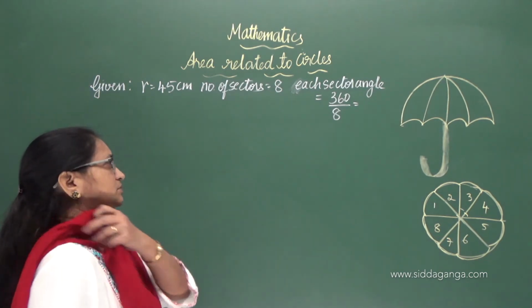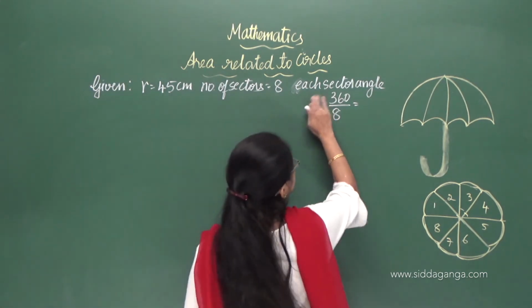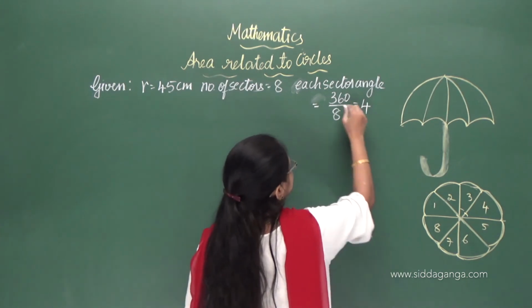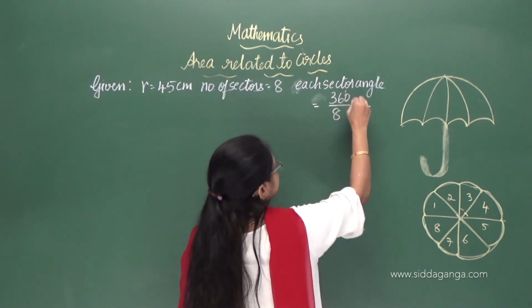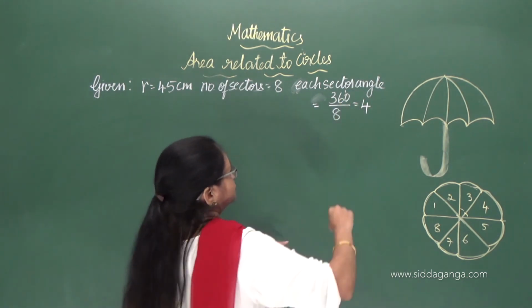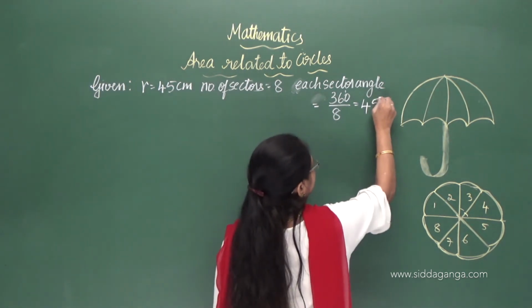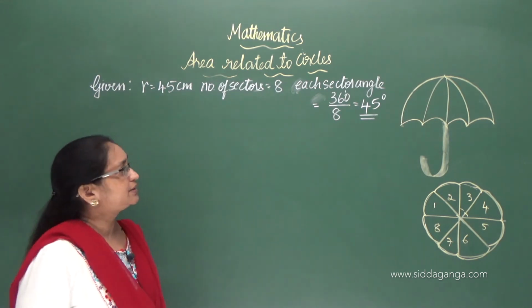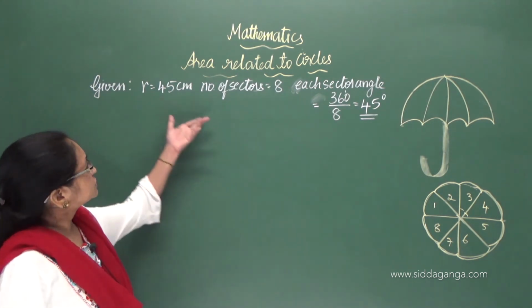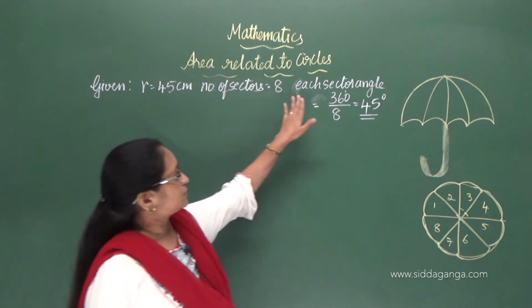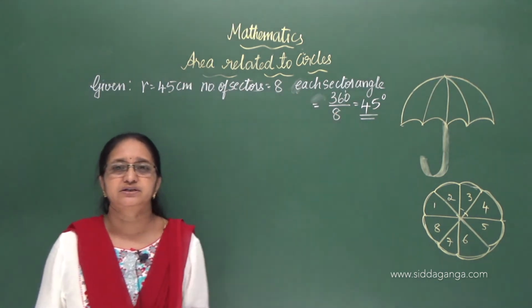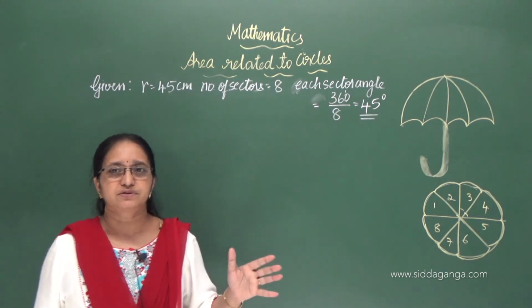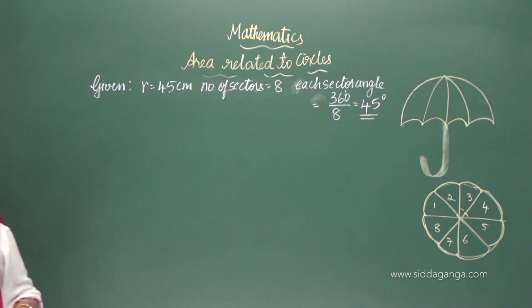Okay. So 8 4s are 32, 8 5s are 40. So 45 degree. Sector angle is 45 degree. Once you know the radius and the sector angle, then definitely it is easy to find out the area of the sector. So let us do it, area of the sector.